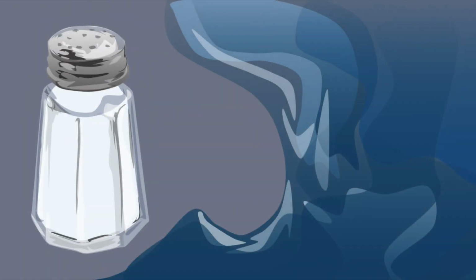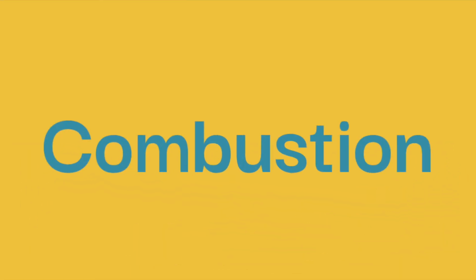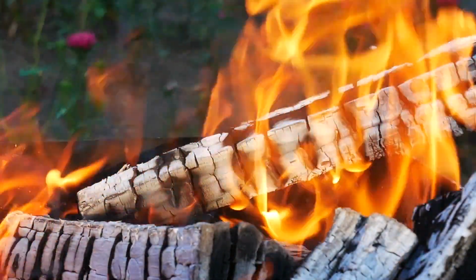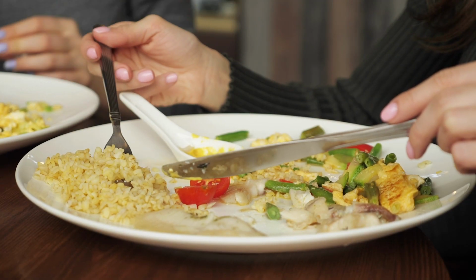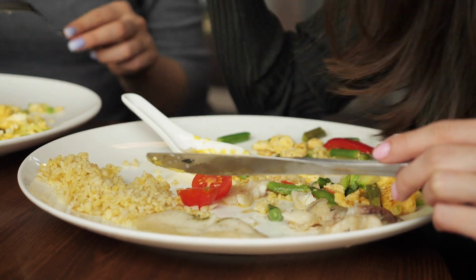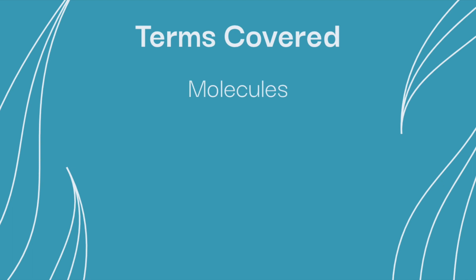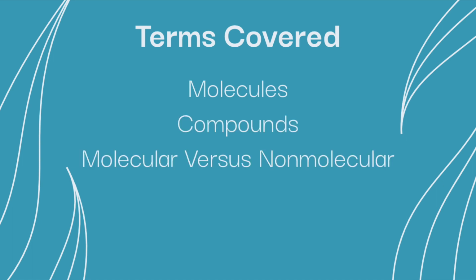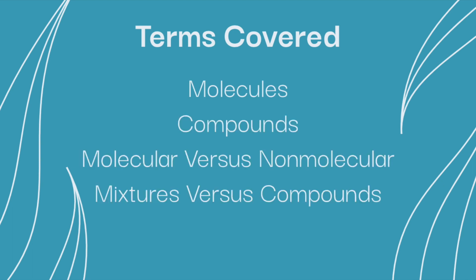Combustion is one of the most common methods of a chemical reaction. It occurs when substances react very quickly with each other, such as burning wood. Your body also uses chemical reactions to break down food and absorb energy. In this video, we have covered molecules, compounds, molecular versus non-molecular compounds, mixtures versus compounds, and reactions.